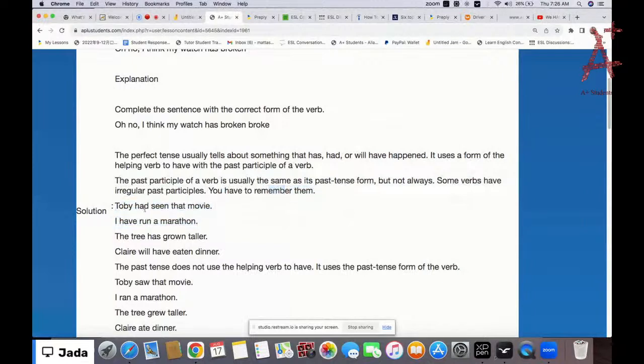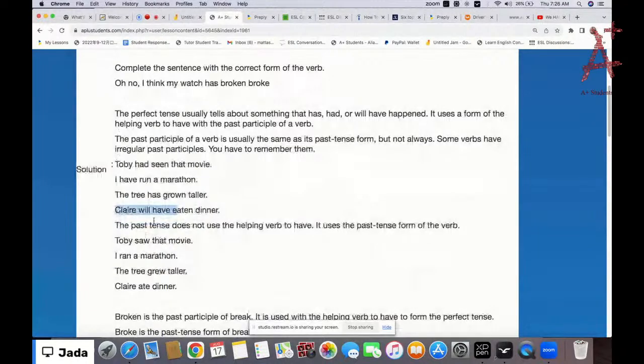Toby had seen that movie. I have run a marathon. The tree has grown taller. Claire will have eaten dinner. The past tense does not use the helping verb to have. It uses the past tense form of the verb. So seen, grown, eaten, these are past participles, right? Okay?